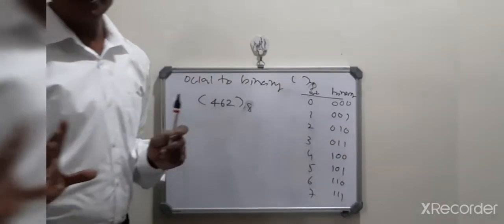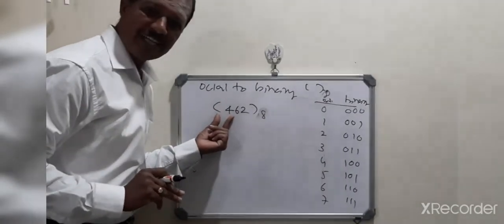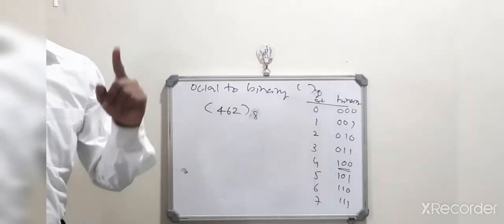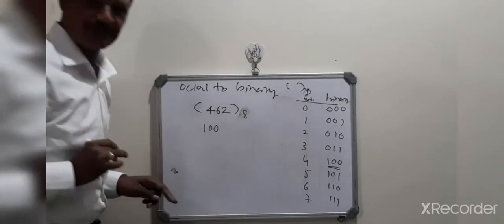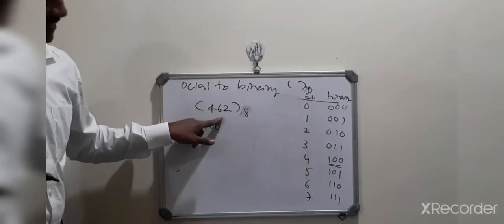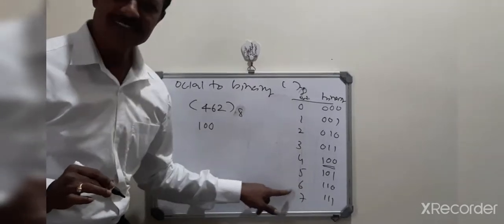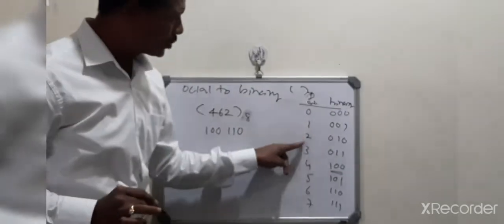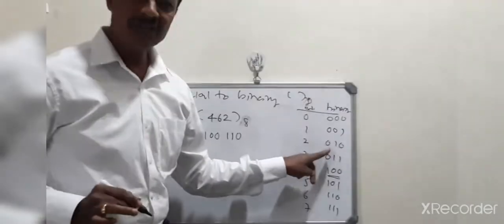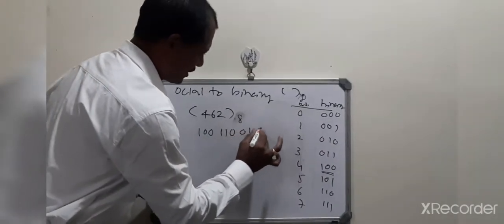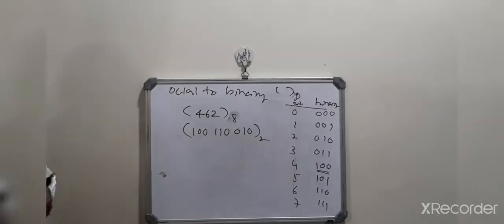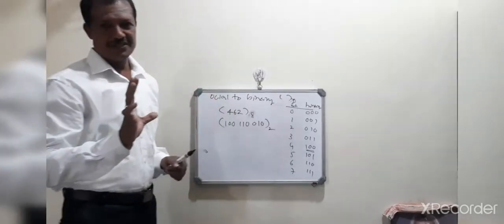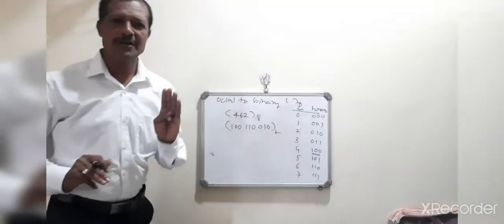For each octal digit, write the equivalent binary number. The first digit is 4, and the equivalent binary number is 100. The next digit is 6, and the equivalent binary is 110. The last digit is 2, and its binary is 010, base 2. This is the binary number for the equivalent octal number. This is how to convert an octal number into a binary number.